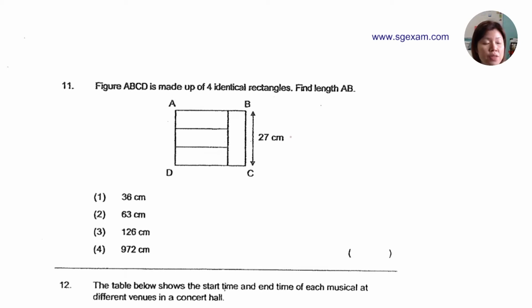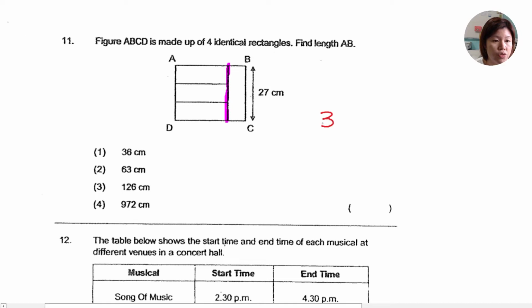Okay, next is figure ABC is 4 identical rectangles, means all of them are the same. And it showed you that 27 is the length of the rectangle. So if you can see here, it's actually the same as here. It goes to 3 breadths of the rectangle. So meaning that I can indicate 3 breadths.